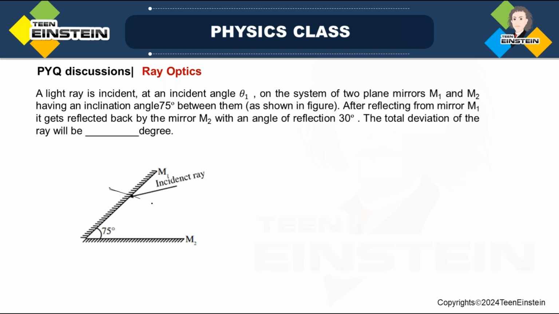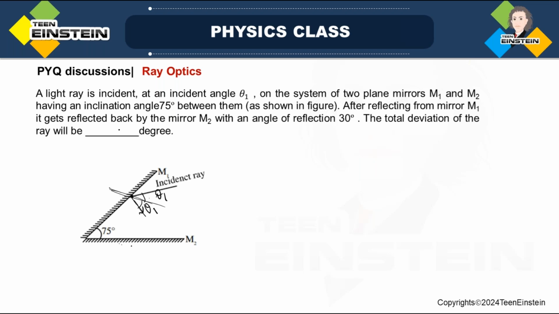Suppose this is theta 1, with these two plane mirrors. You can see these are two plane mirrors, kept at an inclination of 75 degrees, and a light ray is incident at an angle theta 1. This is the angle of incidence, theta 1. So this will actually come out reflected from there as theta 1 here.